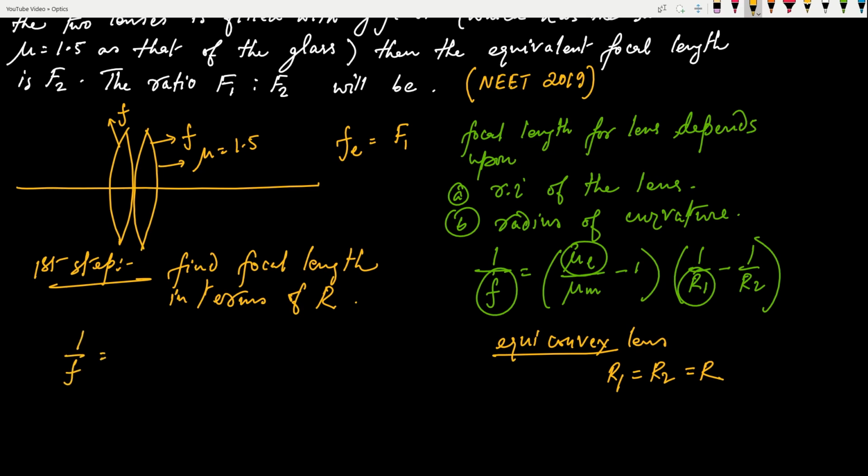1 by f is equal to the refractive index of the lens, which is given to be 1.5, and it is kept in air, so the refractive index of air is 1, minus 1, multiplied by 1 by r minus 1 by r, because r1 and r2 are the same.